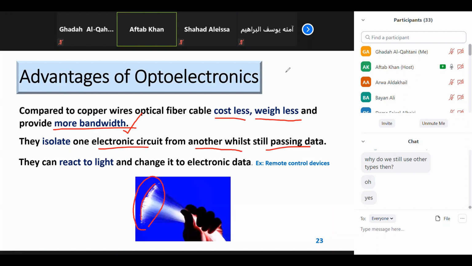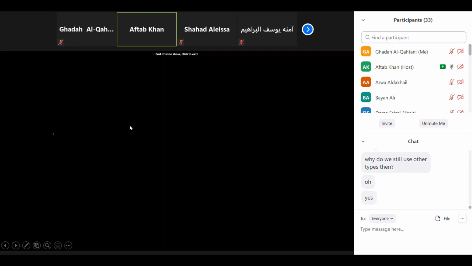These are some applications. They can react to the light and change electronic data, like remote controls and all these we have. Okay, so we have finished with this one.